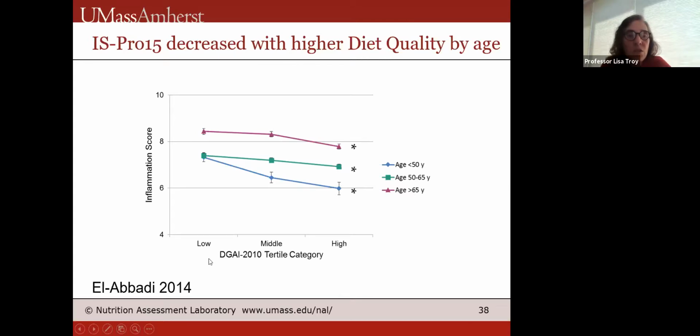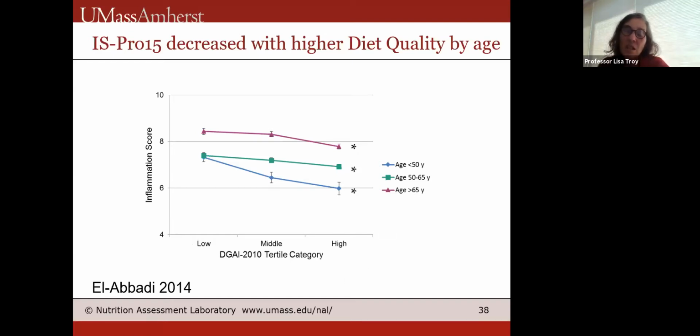I'll orient you to this slide. The next couple slides go this way. This is the inflammation score. A higher inflammation score means poorer health. It means higher inflammation. We did this based on age. And then this is a low diet quality, a middle diet quality, and a high diet quality.